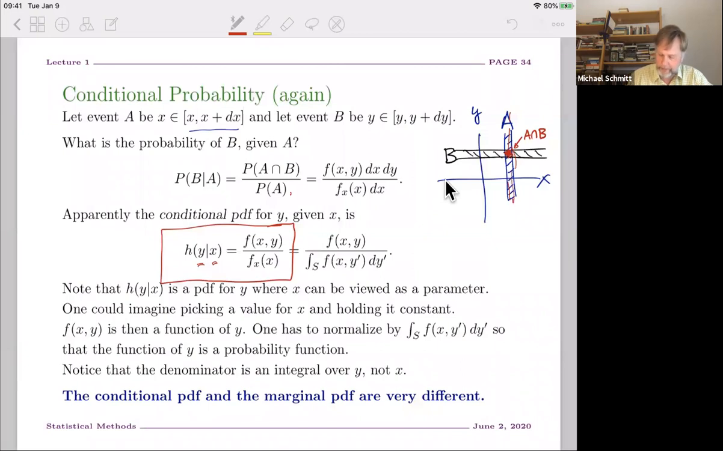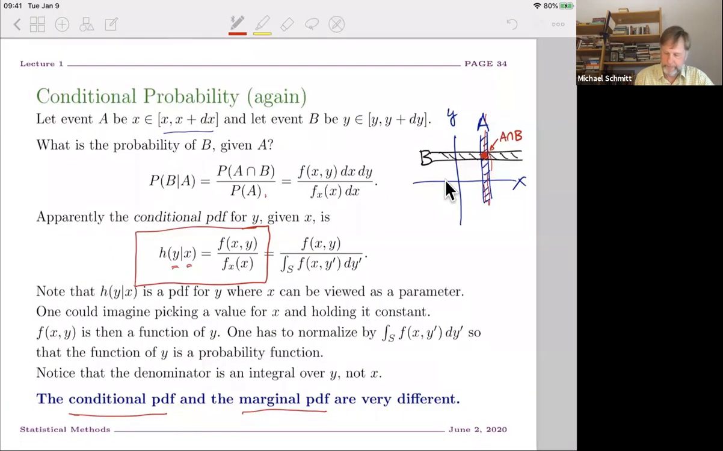We're sticking ourselves in this blue vertical band and asking what's the probability to land in the small red square. And that's what this expression tells us. So this conditional PDF and the marginal PDF are very different things, and you should never confuse them, even though it's very easy to confuse them.